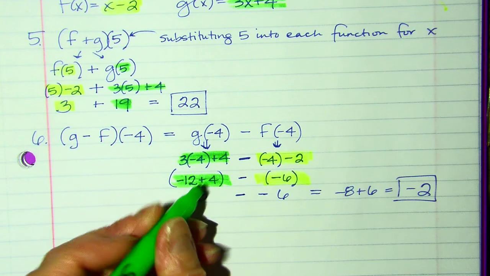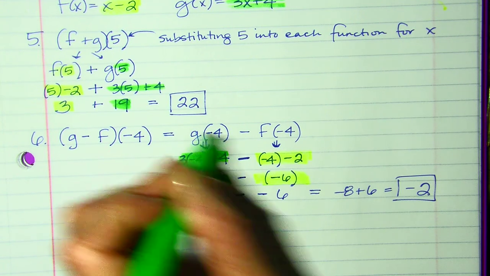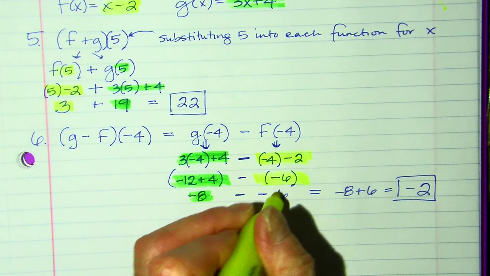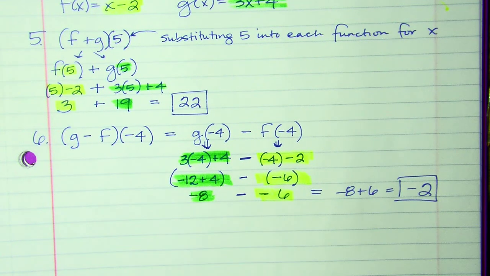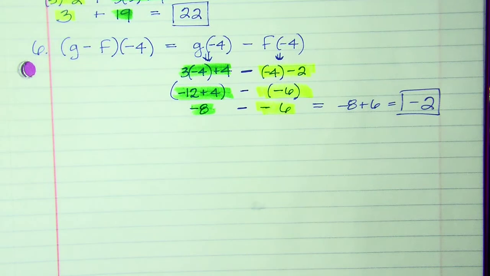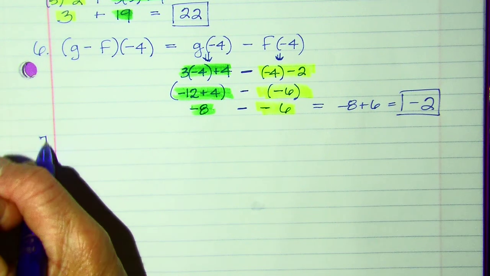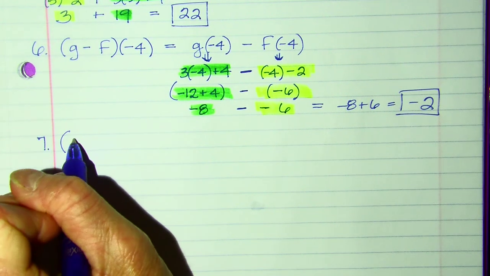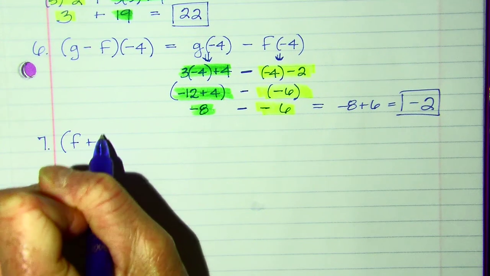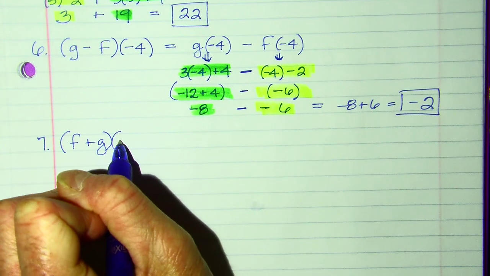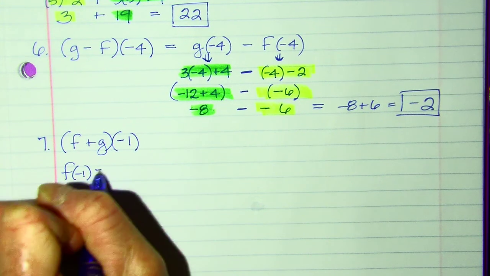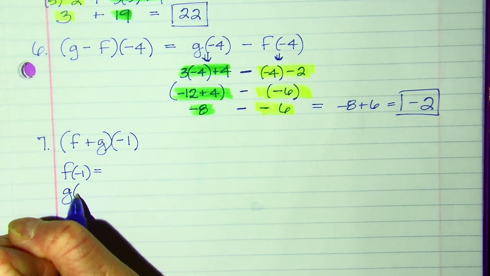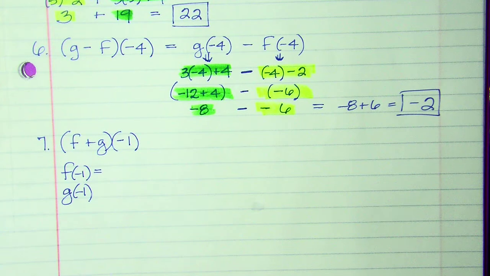So I followed that all the way down. Notice I kept the subtraction sign all the way down, and I did each function separately. Now, if it helps, you can write them completely separate. So, for example, the next part, f plus g at negative 1. I'm going to find f at negative 1, and then I'm going to find g at negative 1, and I'll add them at the end.